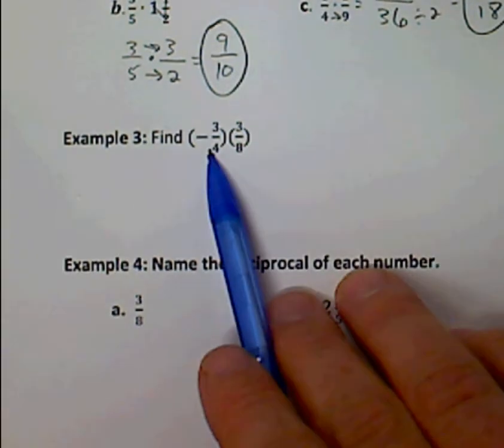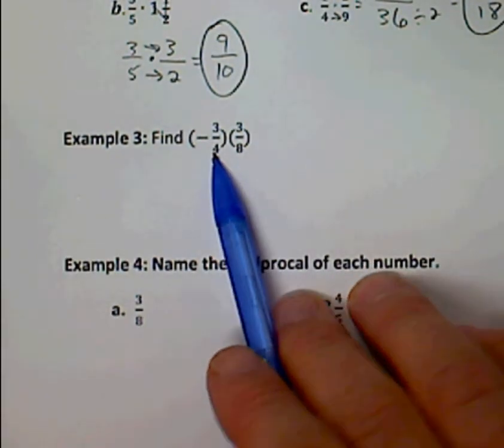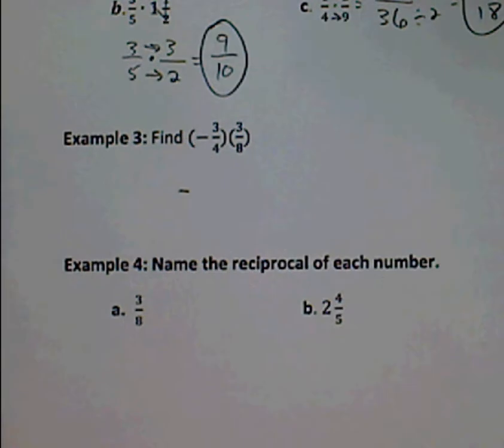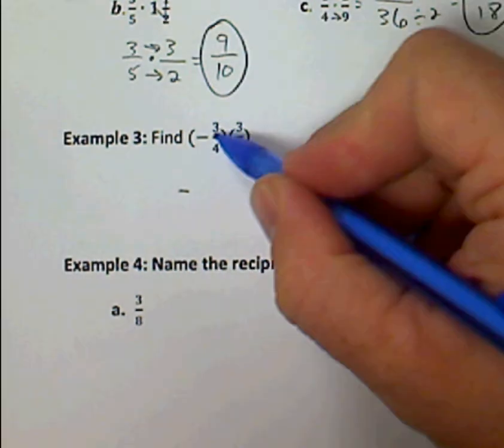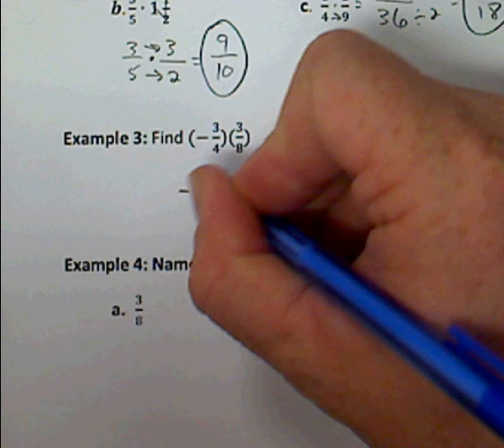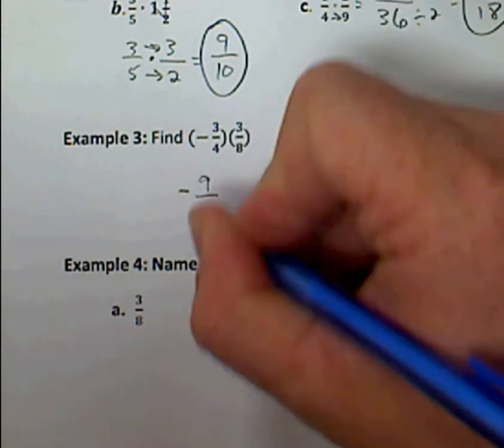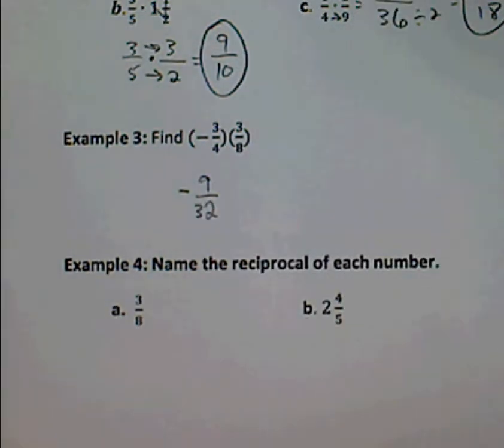Example 3. Count your negative signs first. I have one negative sign, so I'm going to put negative. Now I can multiply across. 3 times 3 is 9. 4 times 8 is 32. I cannot reduce. That is my answer.